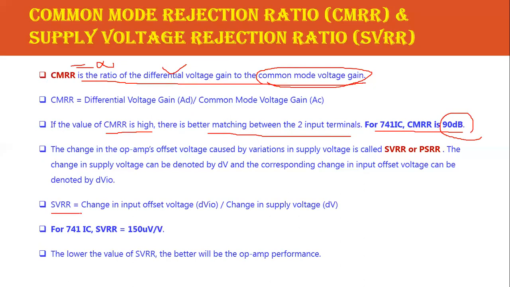Next one is SVRR, which is nothing but the power supply rejection ratio or supply voltage rejection ratio. This is the change in op-amp's offset voltage caused by variations in supply voltage. That means we have discussed that the op-amp will have output offset voltage due to variations in supply voltage. Ideally this value should be equal to 0, and for IC741 it is a very small value, around 150 microvolts.